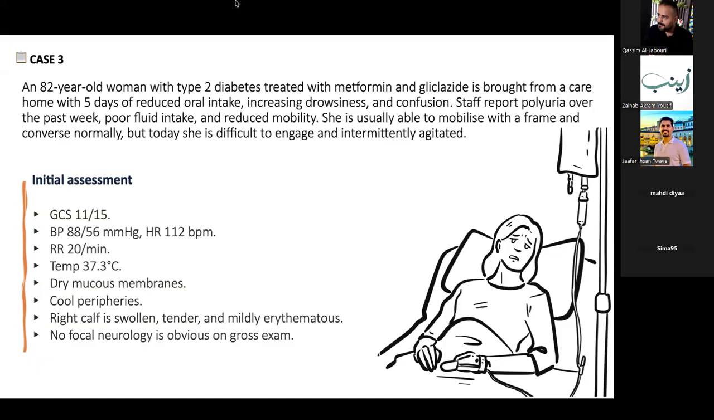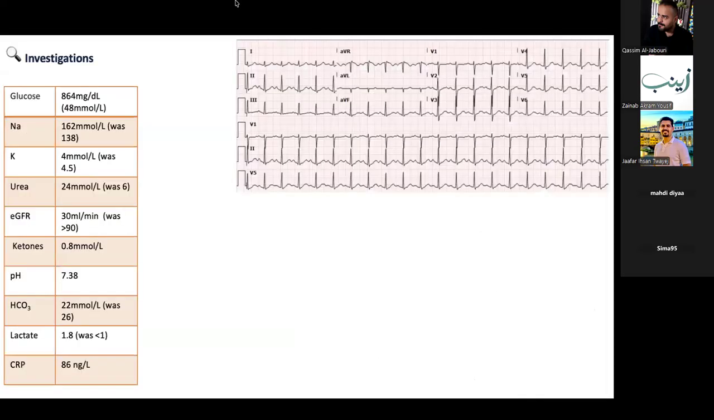Good. And what can you see on the bloods? Blood glucose is highly elevated. Sodium hypernatremia is a sign of dehydration, intravascular depletion. GFR has dropped. Ketone is negative. pH is normal. This is unlikely to be a case of DKA. Lactate is elevated, a sign of infection. CRP is highly elevated. Good. ECG sinus tachycardia. Excellent. Differential diagnosis may be HHS exacerbated by infection or DVT.